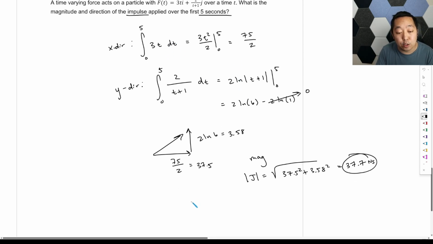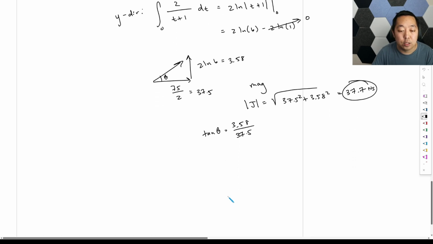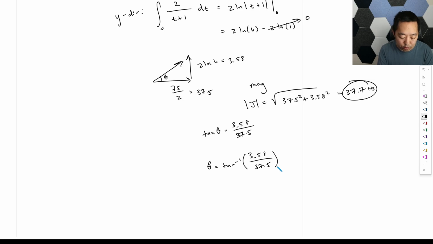And then for the direction, just say it's the angle. Tangent of theta is equal to 3.58 divided by 37.5. So the angle will be the inverse tangent, just like we do with any other vectors. If we want to know the direction, we establish an angle and then do that. So the inverse tangent of 3.58 divided by 37.5 gives me about 5.5 degrees.